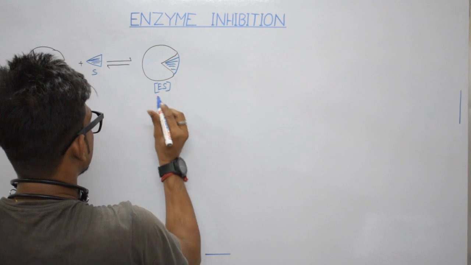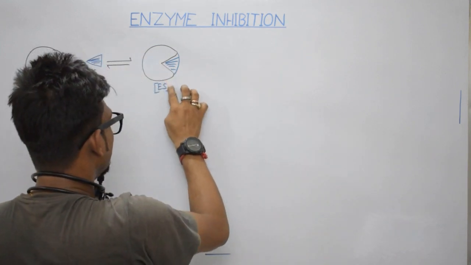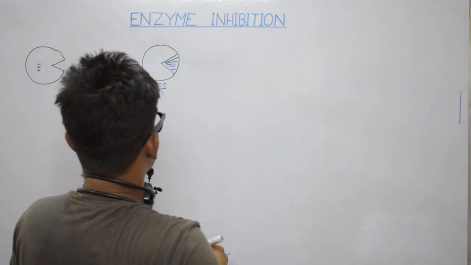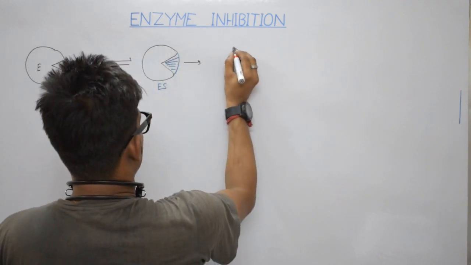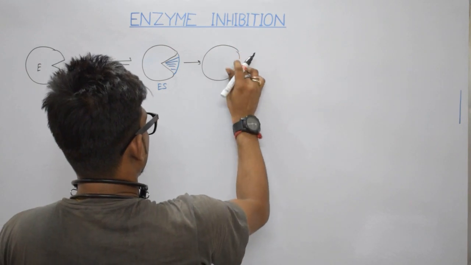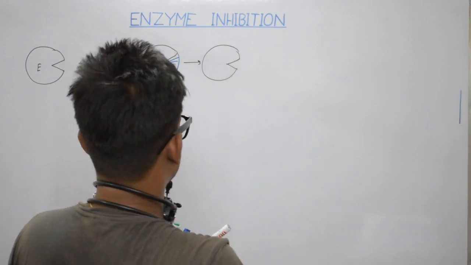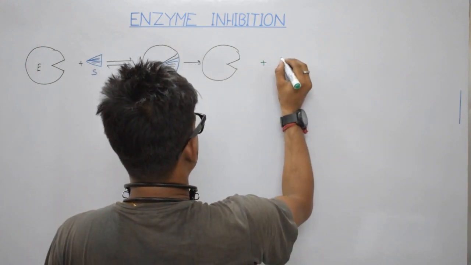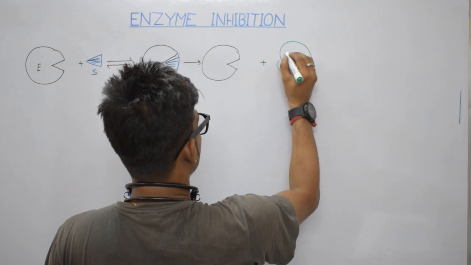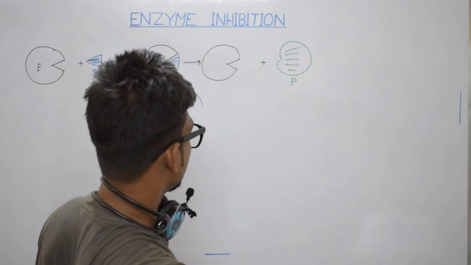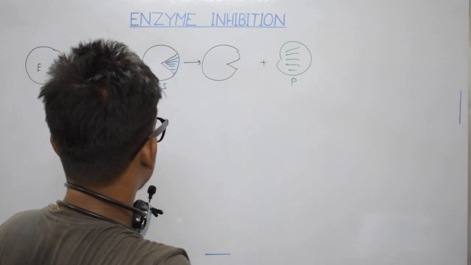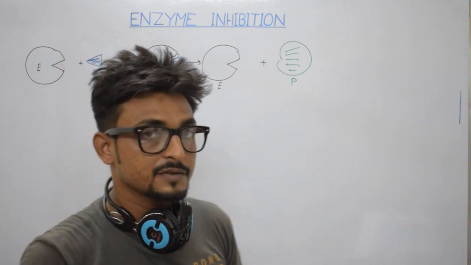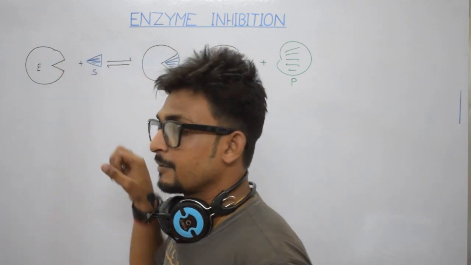This enzyme substrate complex will be converted into the product and the enzyme will be released. So this is the free active site and this one is the product, and this one is the enzyme. So this is the normal process of the enzymatic activity, and this kind of conversion of the substrate is done by this active site of the enzyme.